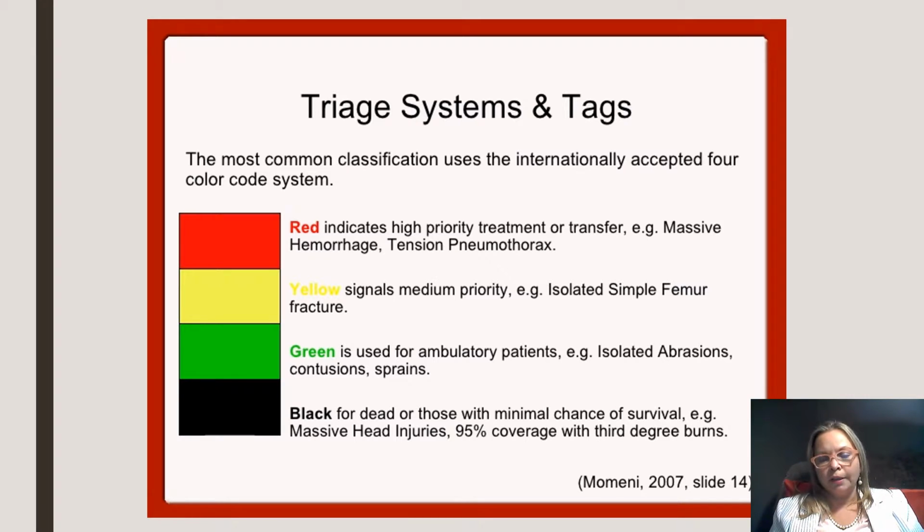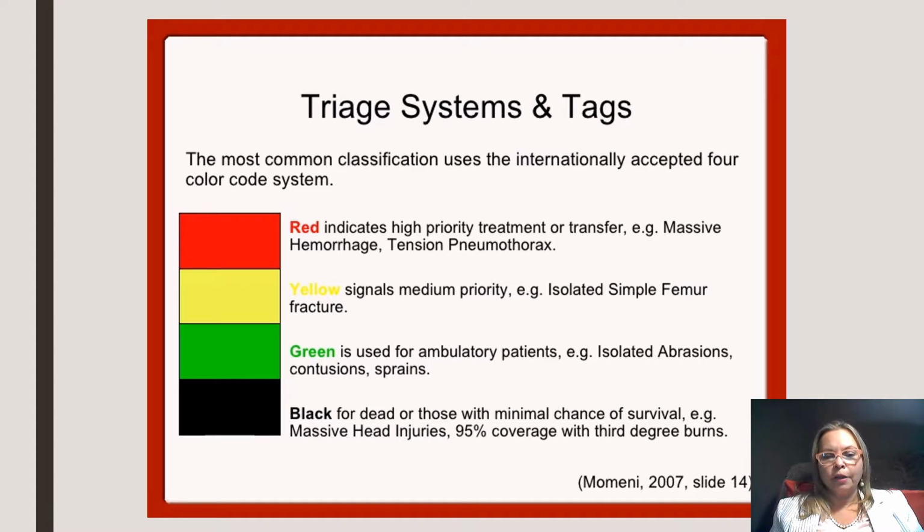So red: someone comes in with massive hemorrhaging and massive wounds. Possibly they can survive. Maybe they need surgery immediately in order to survive. Well, you would tag this person in red. Maybe a pneumothorax or even a penetrating chest wound, something like this, that their life is salvageable. They need immediate assistance. And then there's yellow.